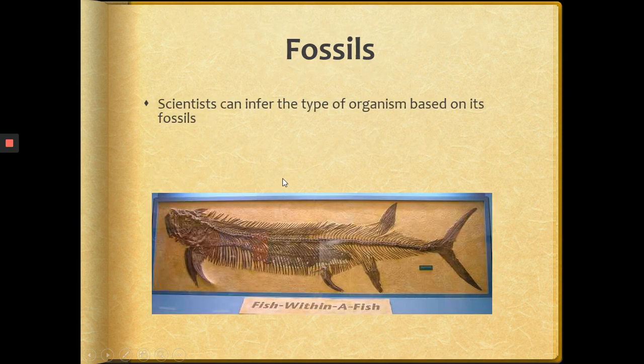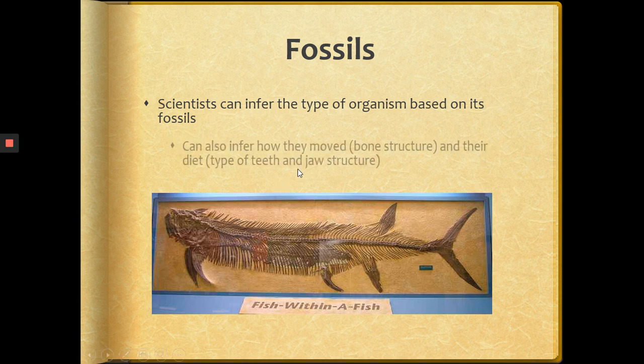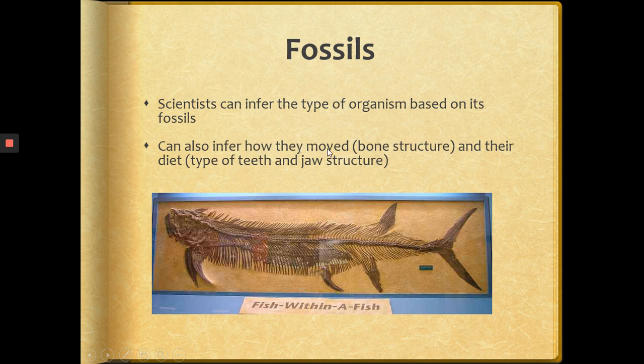So if we look at fossils, you know that fossils are the bones or structures of organisms that lived long ago. Scientists can actually infer a lot about individual fossils. Okay, they can infer how they moved if we look at their bone structure. Okay, ball and socket joints with flat feet can tell us how an organism moved, how it ran. And we can also tell what kind of diet that organism had based on the type of their teeth and jaw structure.